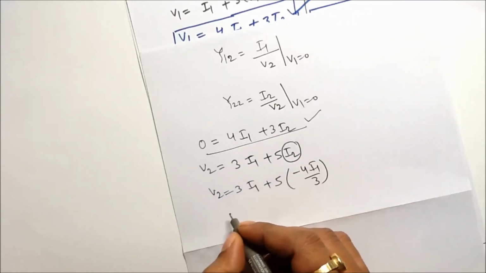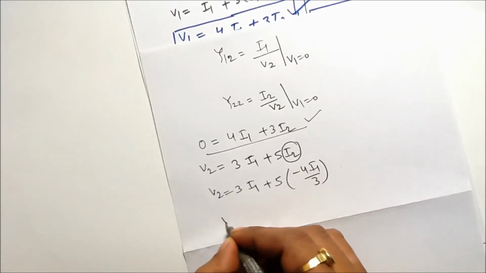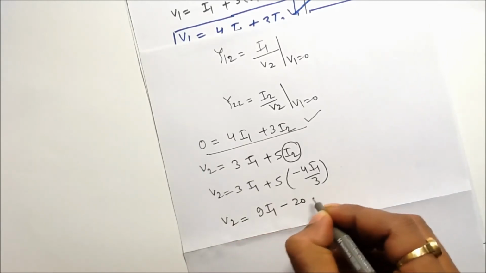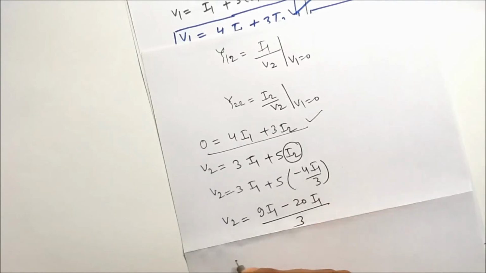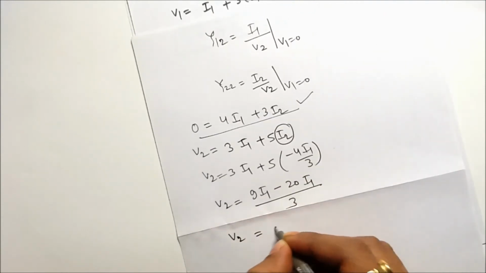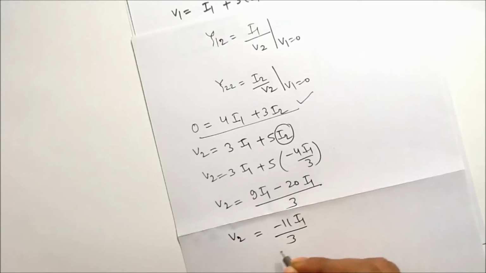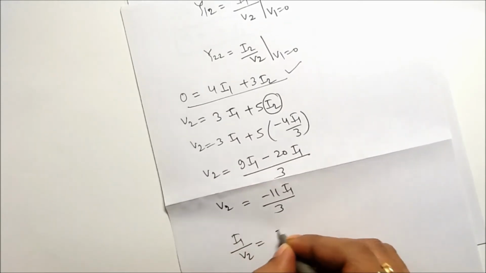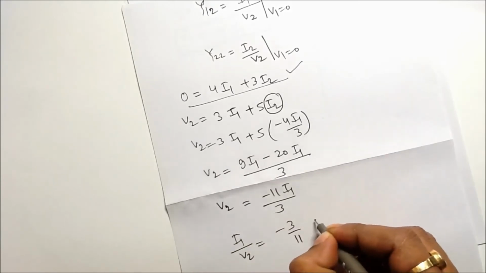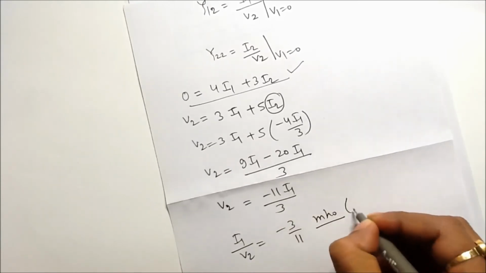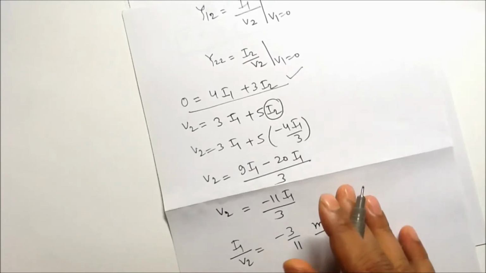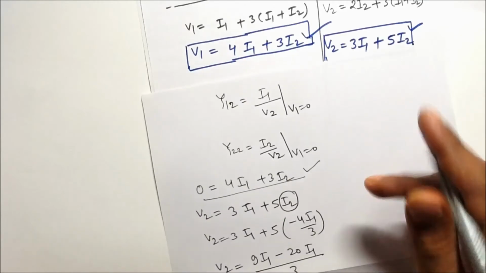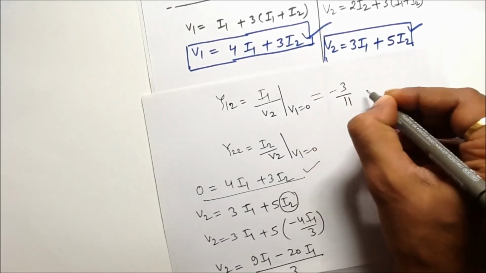So you can say that V2 equals 9I1 minus 20I1 upon 3. So V2 equals minus 11I1 upon 3, and the value of I1 upon V2 will be minus 3 upon 11 mho. So the value of Y12 will be minus 3 upon 11.